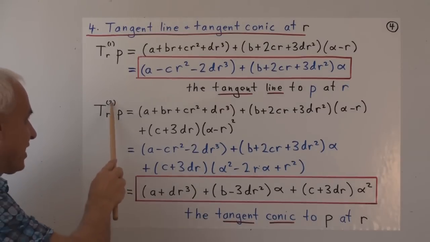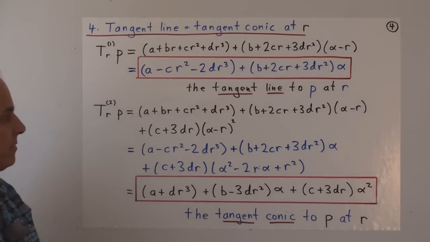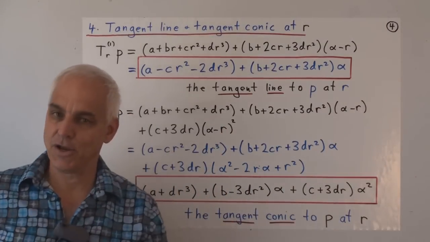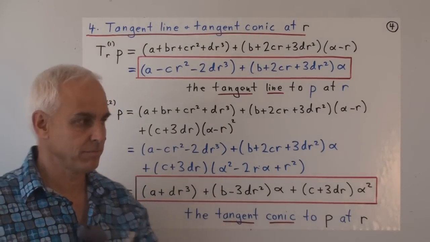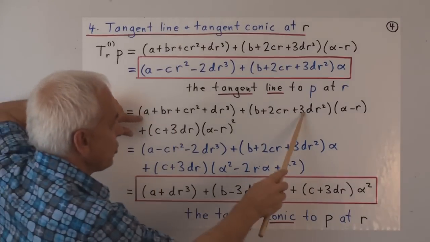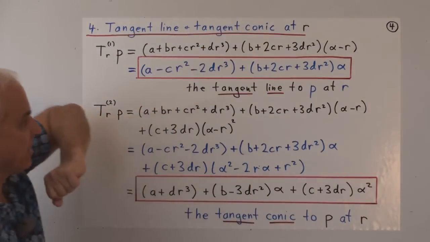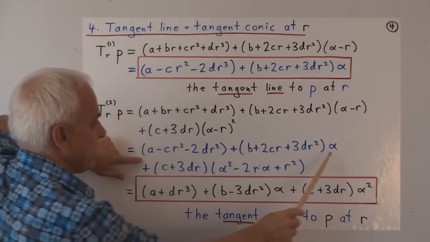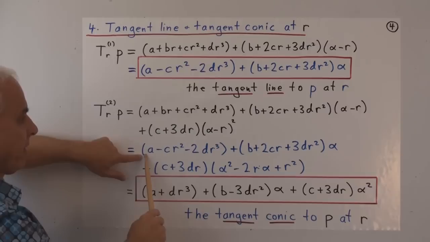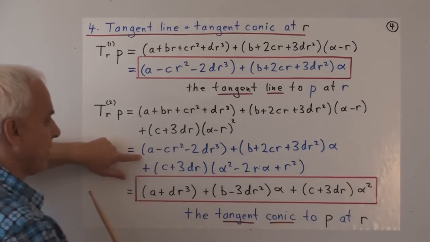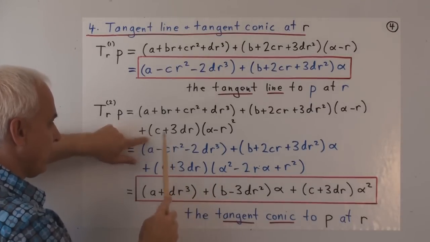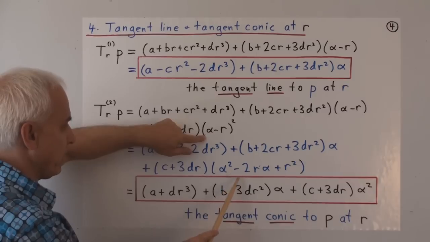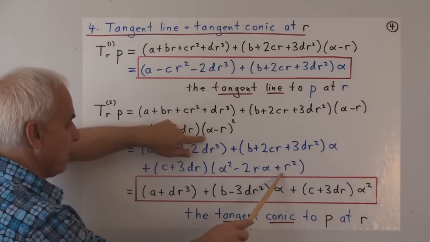Okay, now we're going to look at the second tangent to P at R. We take the terms up to degree 2 in the Taylor expansion. The first two terms here are just the ones we've already obtained, and we've already simplified that, so why not just take what we've already got, the formula for the tangent line, and replace it there. That's what this plus this is. So we only need to add this now to it. That's c plus 3dr, and here I'm expanding this out: alpha squared minus 2r alpha plus r squared.